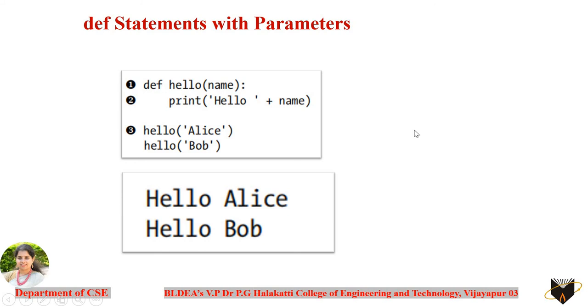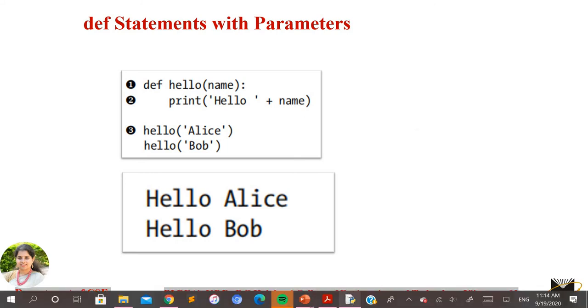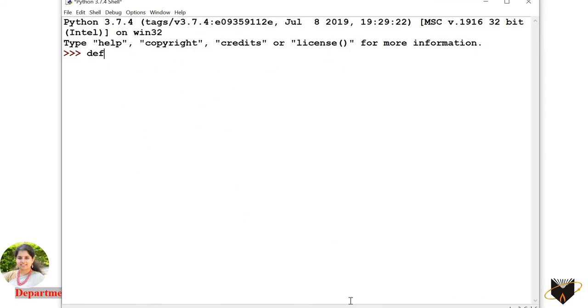So let's see the execution here. Let me define it here. Def hello. I just want to take the parameter here. This is the syntax that you need to follow here: def keyword followed by a space and followed by the name of the function that you want to define, and the parameter. The colon is mandatory. Press enter.